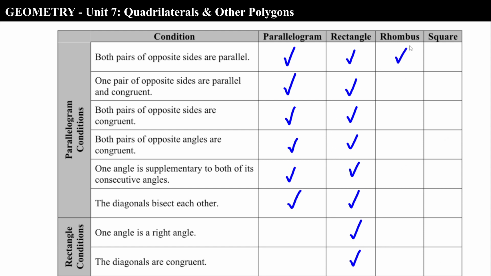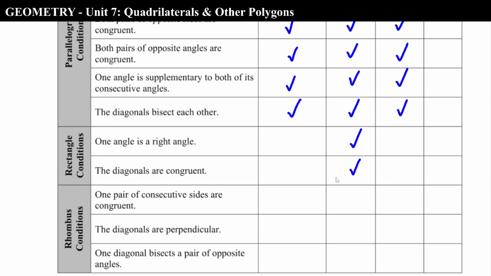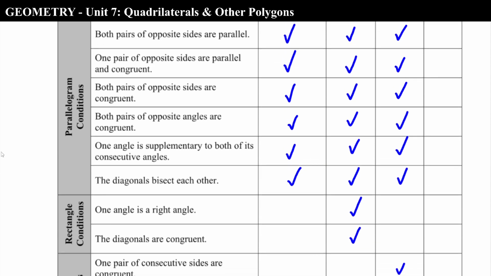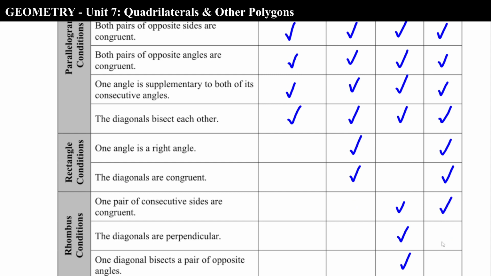Now for a rhombus, we know a rhombus is also a type of parallelogram, so we can check off any of these parallelogram conditions, or we can also say it's a rhombus if we can add one of these three conditions to it. Now for a square, we have to show that first of all, it's a parallelogram, so we have to meet one of these conditions. And we have to show that it's also a rectangle, meaning we meet one of these two conditions. And we have to show that it is a rhombus, meaning that we check off one of these three conditions.